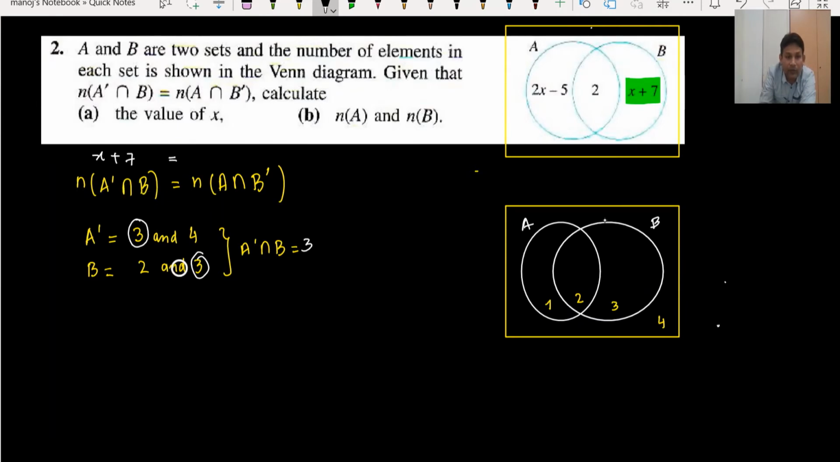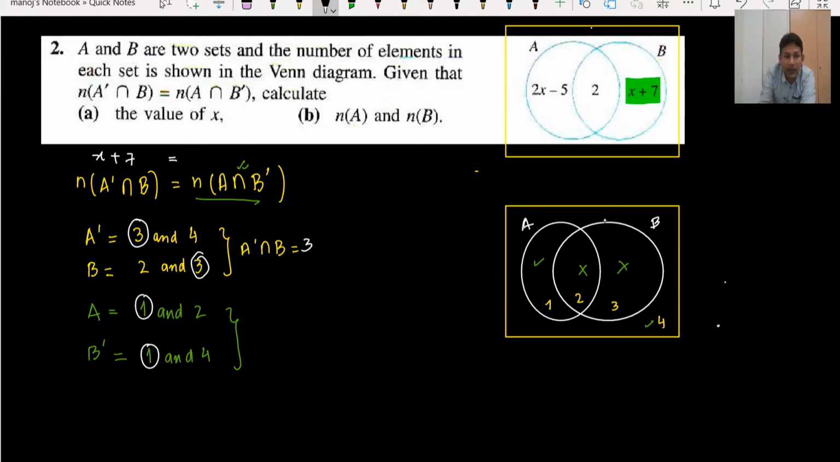Now I'm talking about the right side. I use a different color for this. What area is for A? The area for A is 1 and 2. And which region is for B complement? B complement means this and this outside, so 1 and 4. Now we need to find the intersection, the common part. What is common in A and B complement? Only 1 is common.